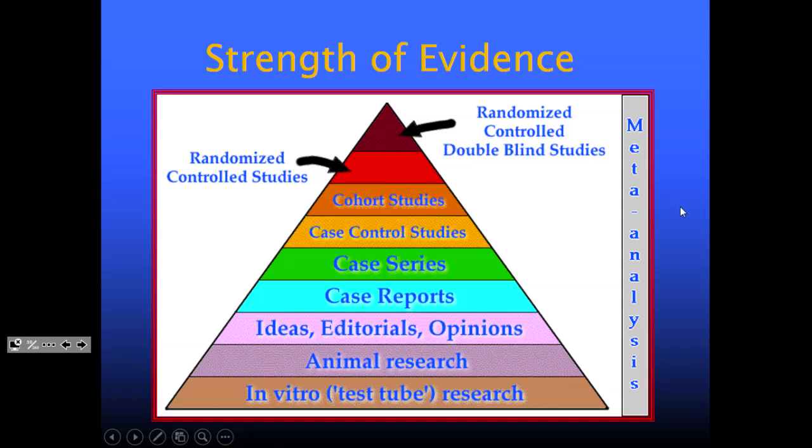This pyramid ranks the strength of the evidence of the different research studies that are out there. The best type of research study, at the top of the pyramid, is randomized controlled blinded studies. That is the best type of data that's out there. Does that mean that's always the preferred study design? No, it just means it's the best type of evidence.